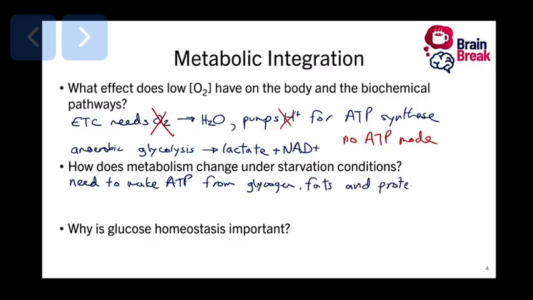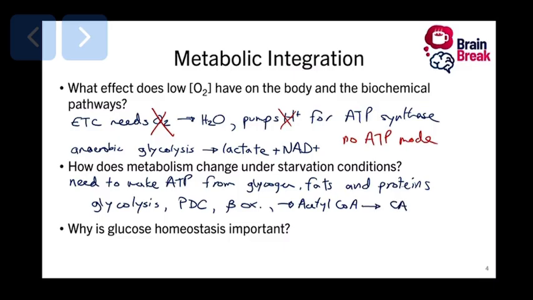Okay, so our glycolysis is going to be on. Our PDC will be stimulated, beta oxidation with the import of our fats to make acetyl-CoA, and then that's going to be used in the citric acid cycle.